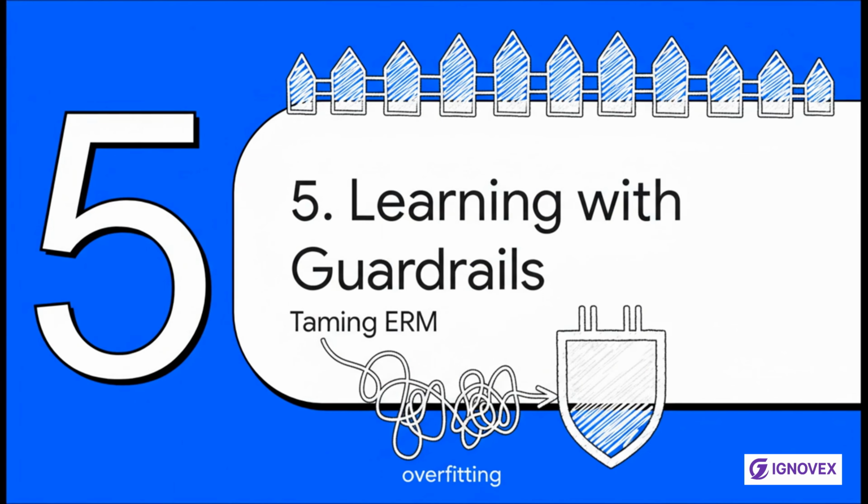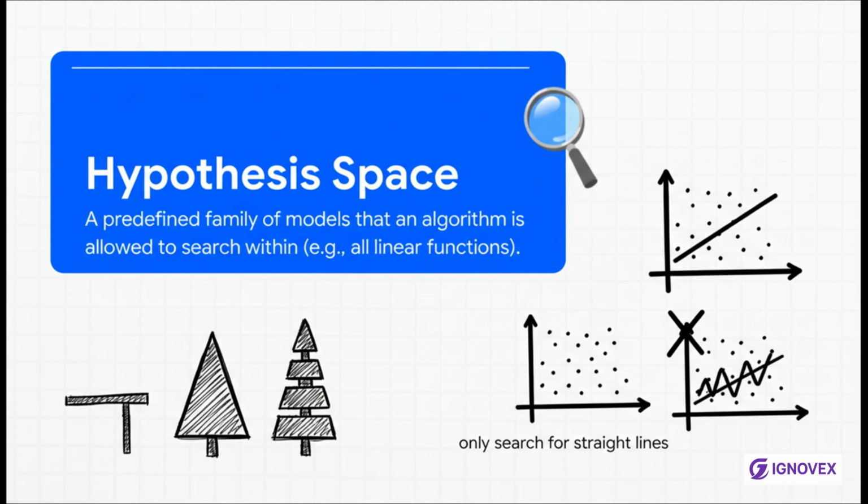So the crucial question becomes, how do we get all the benefits of ERM without falling into this trap of overfitting? Well, we have to give our learning process some guardrails. The first guardrail is about limiting the model's options. We call this the hypothesis space, which is just a fancy way of saying the set of possible solutions the model can even choose from. So instead of letting the model draw any crazy line it wants to fit the data, we might say, nope, you can only use straight lines. By restricting the model's creativity, we make it much harder for it to get lost in the noise and overfit.